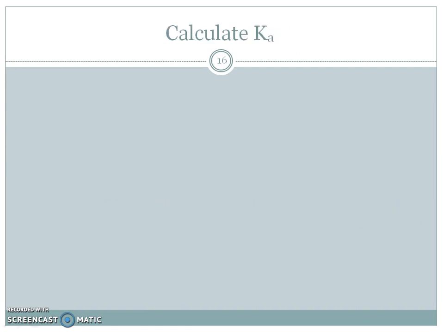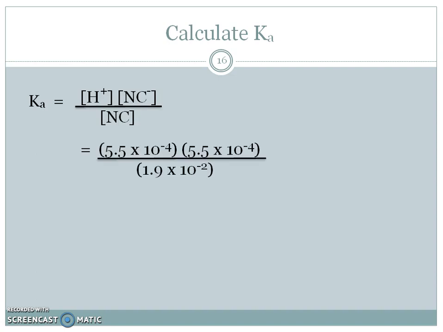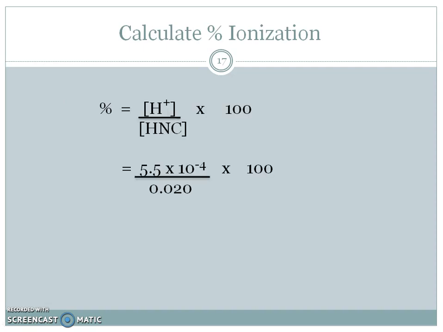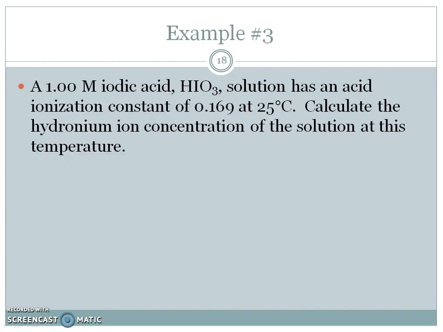Now we can plug and chug into our Ka expression. Hopefully you got that as an answer. And again, no units because it's K, it's a constant. And the only thing that changes that constant is temperature. So did you figure out the percent ionization? If not, I would do it now. And again, we have a percent there because it is a percent unit, okay? Percent is a unit.